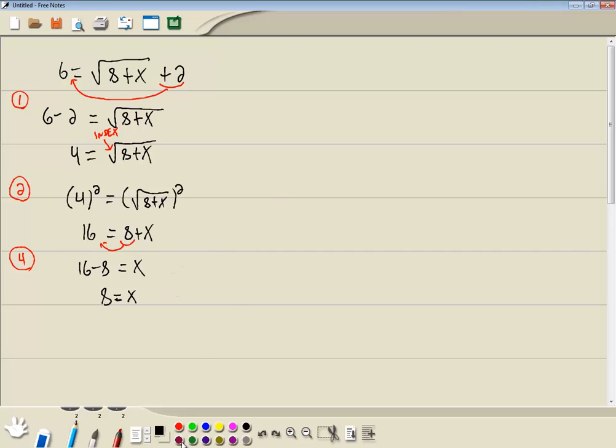Maybe. Because remember step 5, we have to check our answer. So we want to plug that 8 back into the original problem. So we got 6 equals the square root of 8 plus, and then I'm putting 8 in for the x, plus 2. And this is a question mark. We're wondering if that's equal.